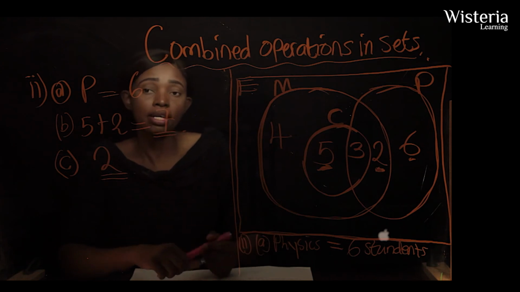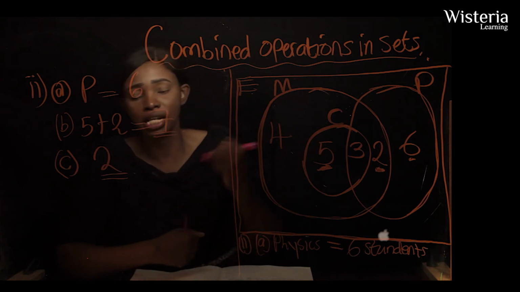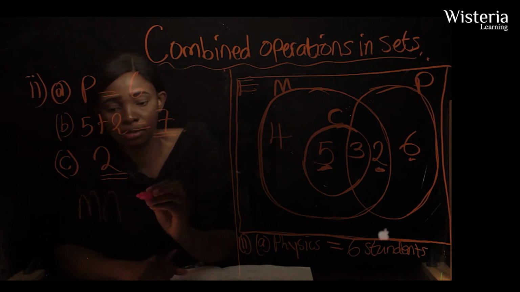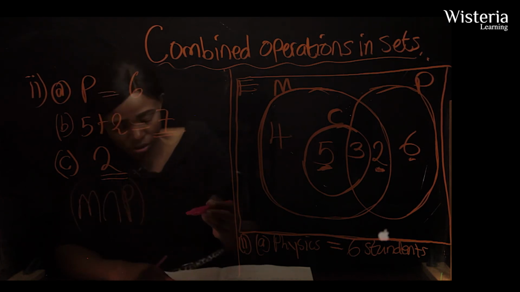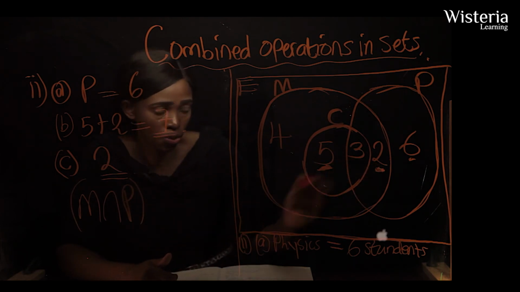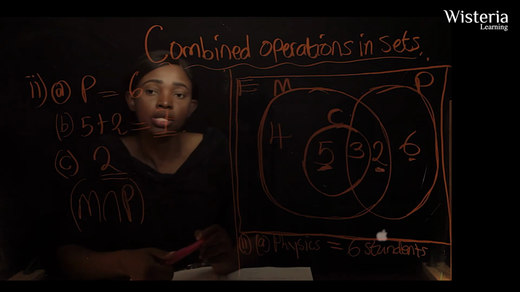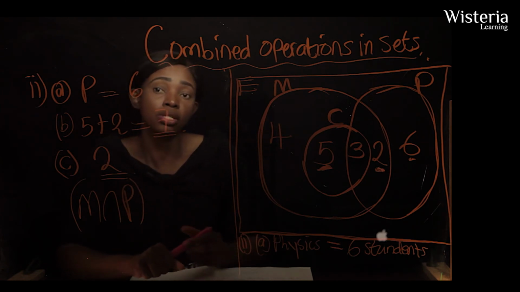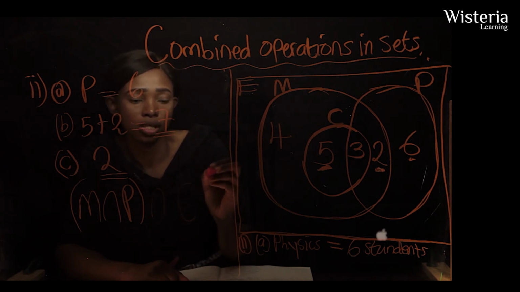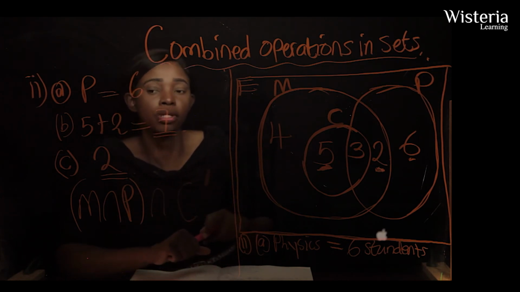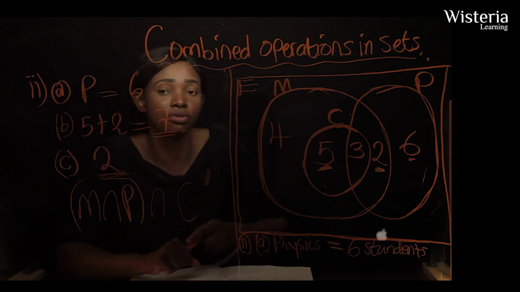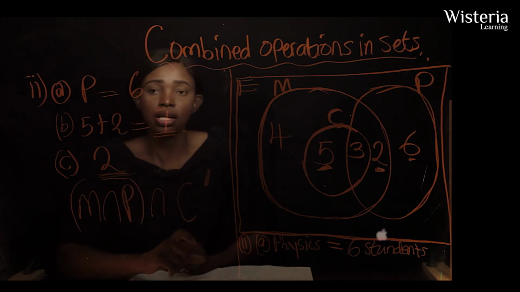And remember, here the word "and" was used, meaning it will be M intersection P, which is the intersection set, this one here, which is 2. And not chemistry, intersection C complement. So that is how it will be. There are 2 students who study mathematics and physics, but not chemistry.